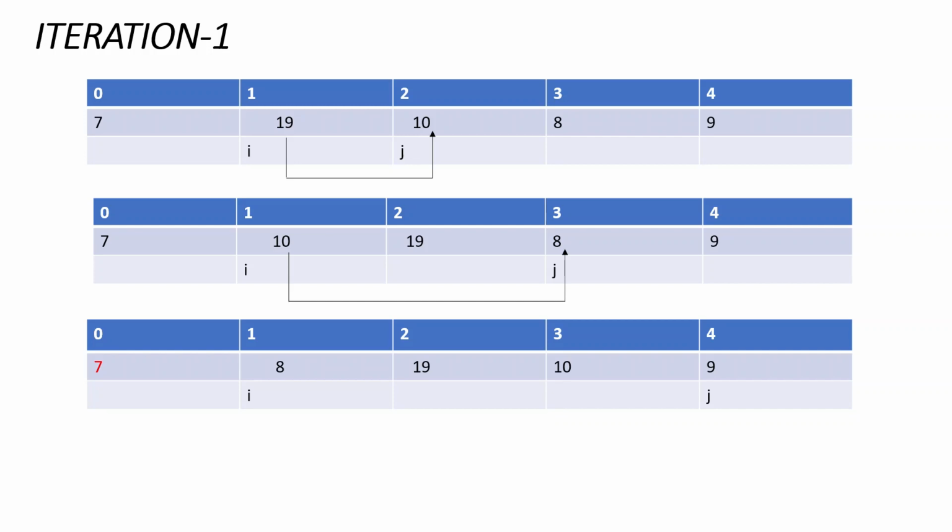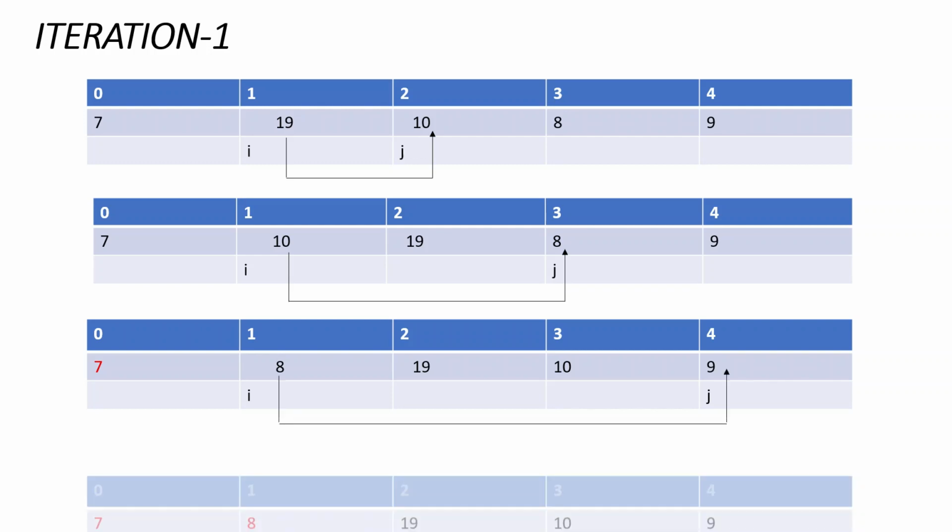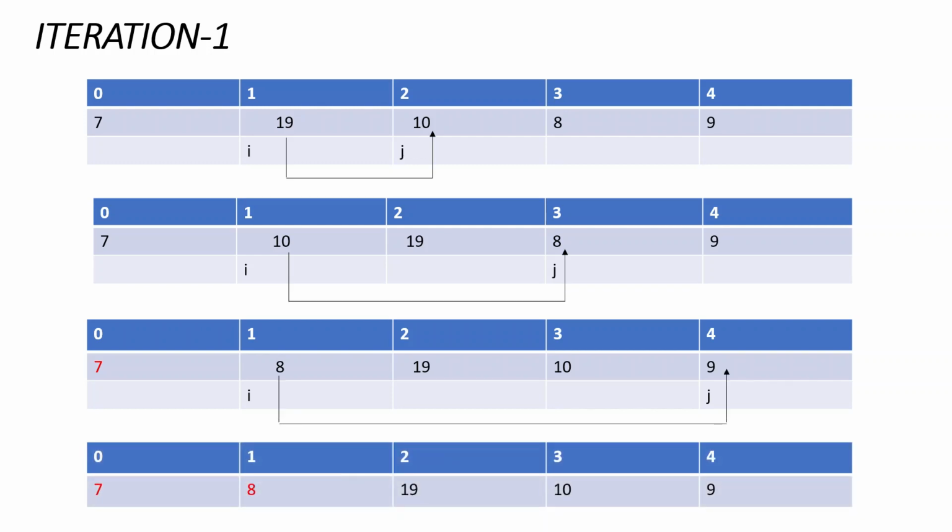Again I incremented j by 1. Make sure that until the iteration completes, I am not incrementing i at all. Again I have to check whether the element at index 1 is greater than the element at index 4 or not. So here 8 is greater than 9, which is a false condition, so I don't swap those elements. We can notice that j reached the maximum index position, so the iteration completes.